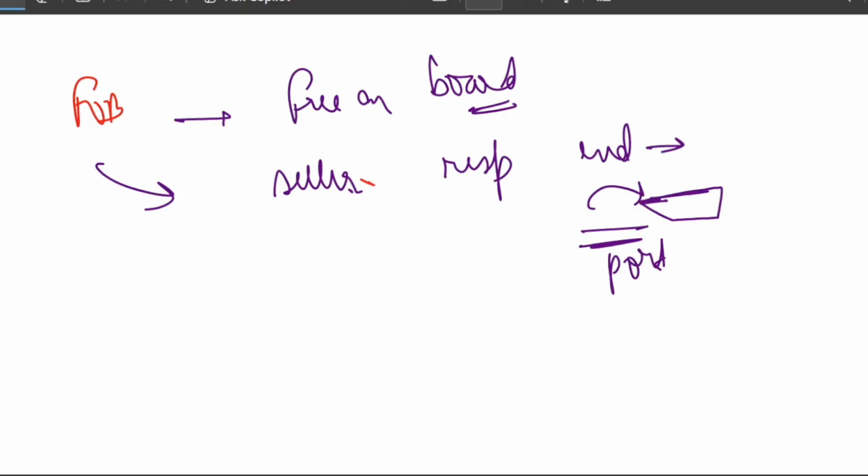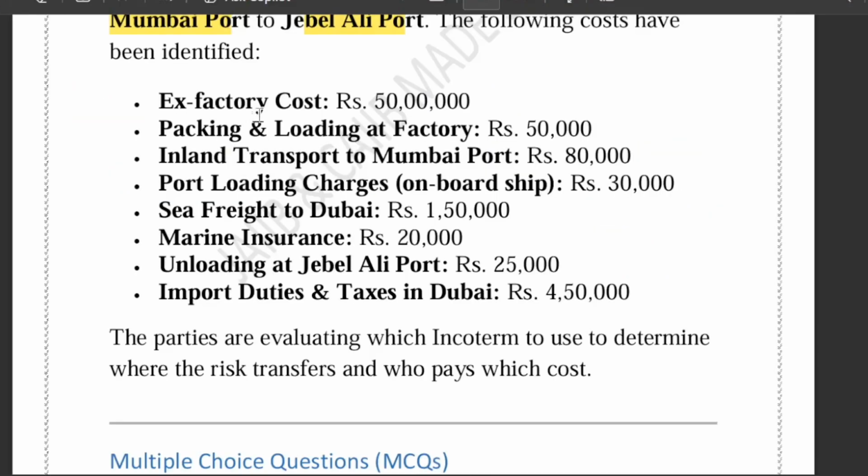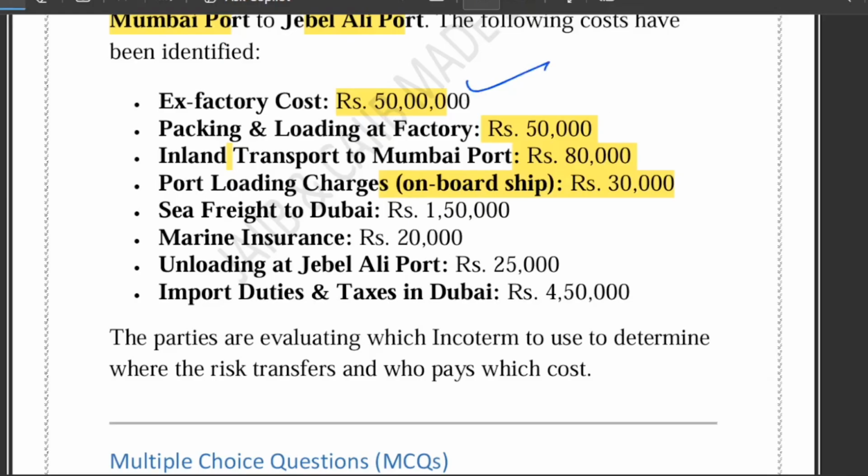So in this case, what are the costs that the seller covers? Before loading, what are the costs? The seller will cover the factory cost, first of all. Second, the packing and loading at the factory, inland transport to port, and loading charge. These are the charges that the seller will cover under FOB. So please add all of them: 50 lakh, 50,000, 80,000 and 30,000. That adds up to 51 lakh 60,000.